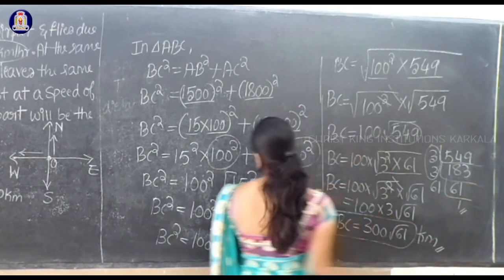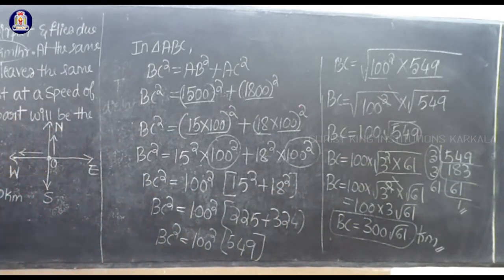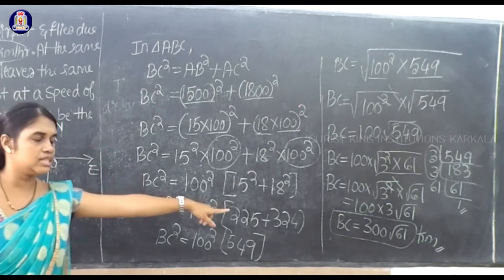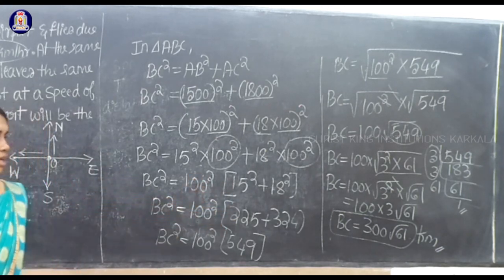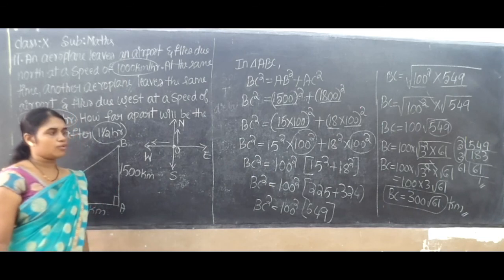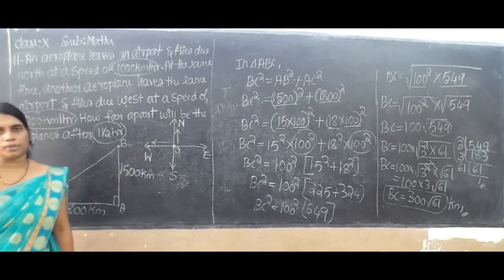Okay. Yes. So therefore the final conclusion is given by, how far apart will be the two planes after 1.5 hours, as asked. So what is that distance? Distance is given by 300 into square root of 61 kilometer. Okay.